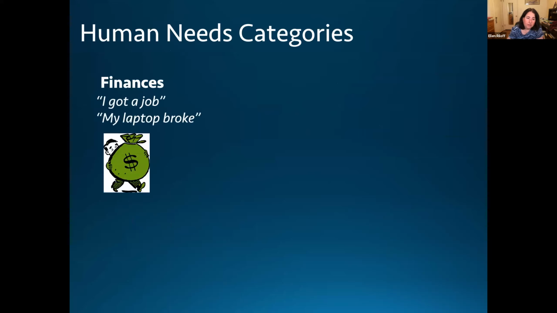Finances: we have a need to make money, to have enough resources, to obtain possessions. So all things related to money and possessions fall into the finances and possessions category. Getting a job is a positive event under this category, but your laptop breaking or dropping your iPhone in the toilet, those are negative events for the finances and possessions category.